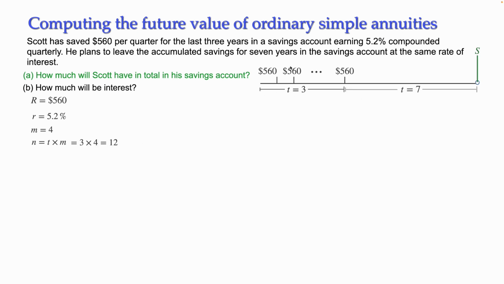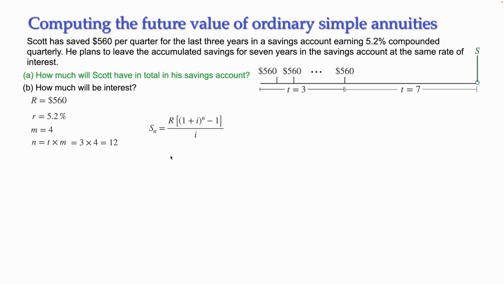We are going to compute the future value of this part, and the future value of this part will be the present value of the second part of the problem, in which Scott is not making any payment. So in the second part, there will be only compound interest working. So let's compute the future value of the first part. The future value will be Sn equals R times (1 plus i) to the power n minus 1, divided by i. Make a substitution: 560 will be here. i, the periodic rate of interest, will be 0.052 divided by 4. And n will be 12.